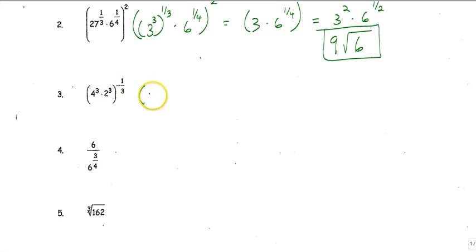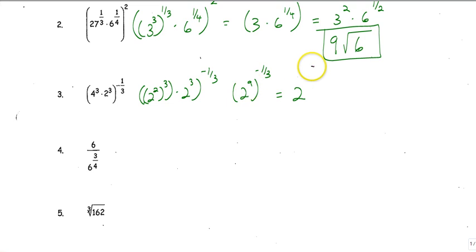So 4 is the same thing as 2 squared, cubed, times 2 cubed, to the negative 1/3. So this is 2 to the 6th times 2 to the 3rd, or 2 to the 9th, to the negative 1/3. Now you can multiply the powers. I get 2 to the negative 9/3, which is negative 3.